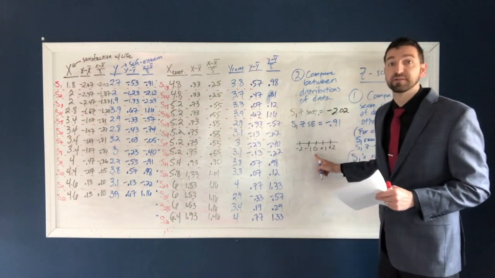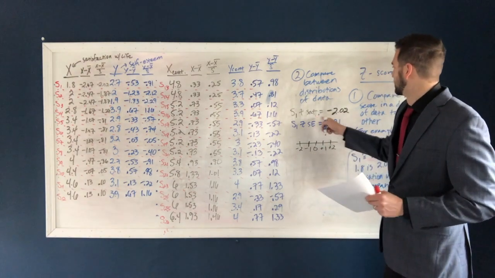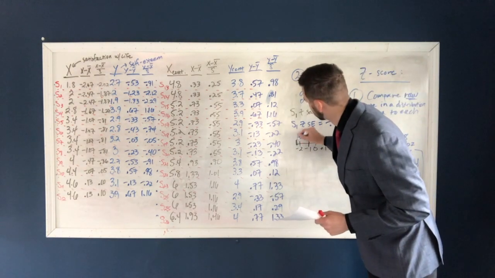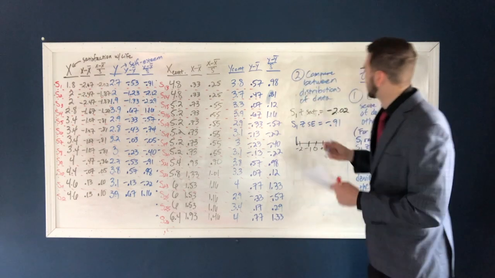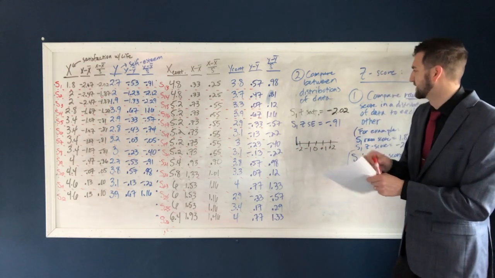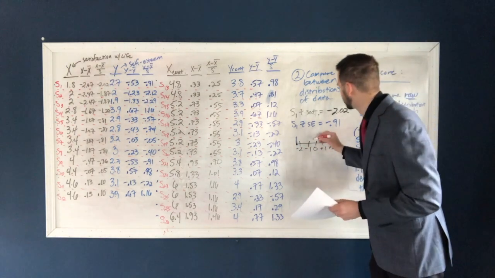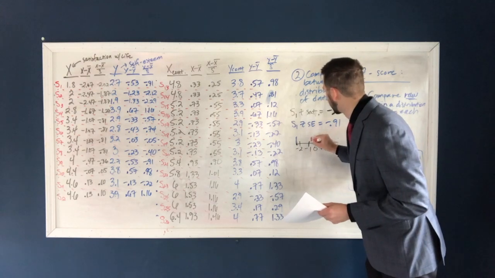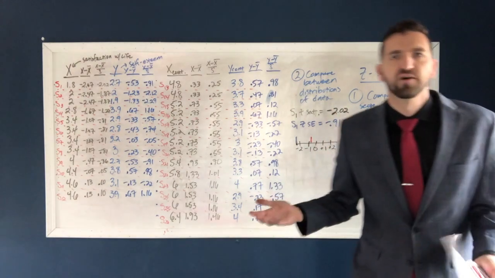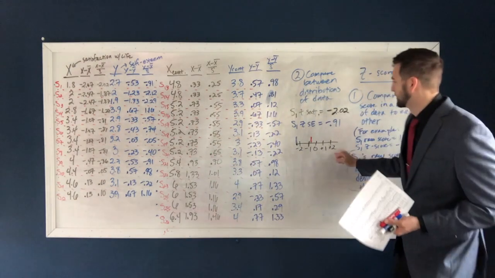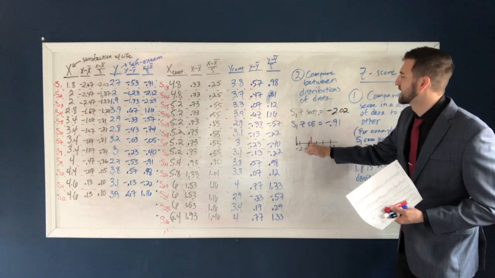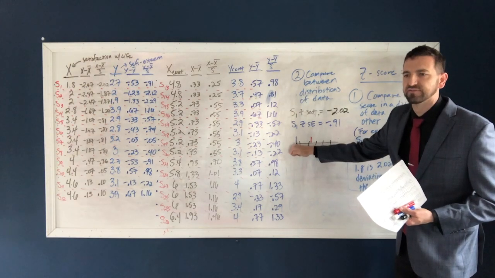So 0 is going to be the mean, right? So subject 1 satisfaction with life is right over here. So it's negative 2.02 standard deviation units below the mean, but their self-esteem score is only negative 0.91 standard deviation units below the mean. Therefore, even though both are below the mean, which isn't good, subject 1 has a greater self-esteem than they do satisfaction with life.